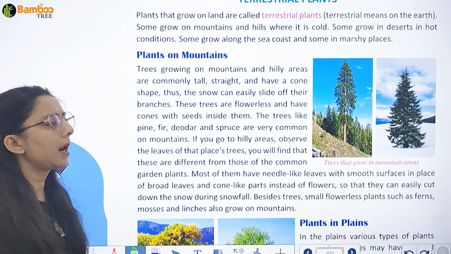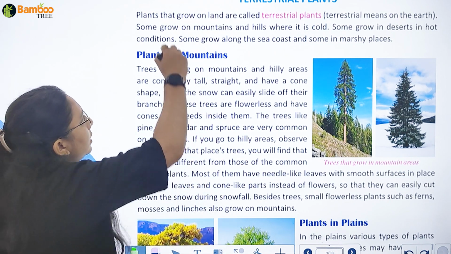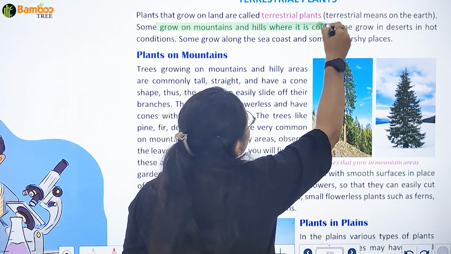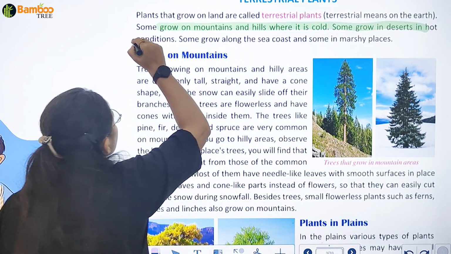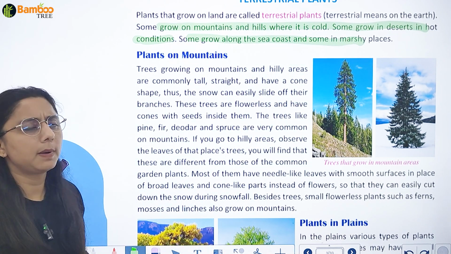Now first is terrestrial plants. Plants that grow on land are called terrestrial plants. Okay? And some grow on mountains and hills where it is cool. Some grow in desert where it is hot. Some grow along the sea coast and some in marshy places.